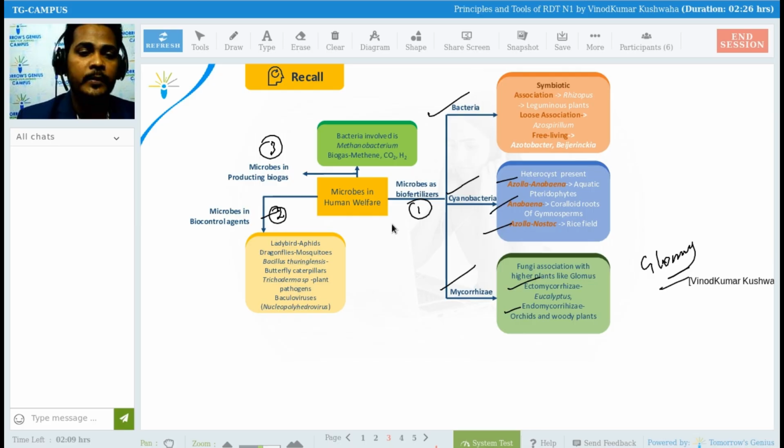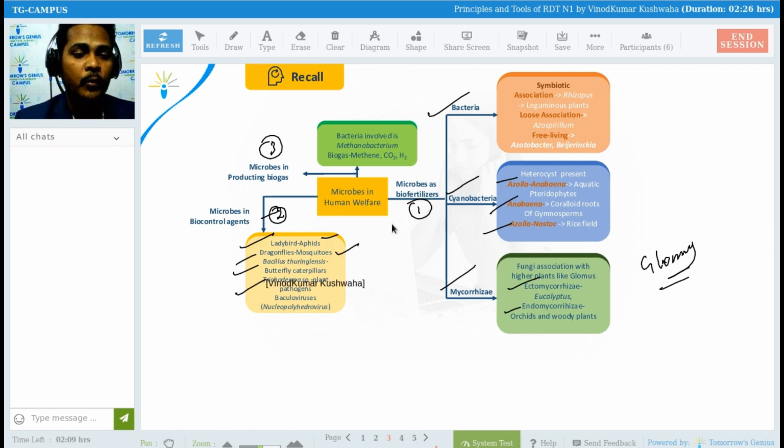Glomus, right? We also studied the microbes in biological control, biocontrol agents, which include the ladybird, which controls the aphids, dragonfly, which controls the mosquito, then Bacillus thuringiensis, which controls the butterfly caterpillar, then there is a Trichoderma species, which controls the plant pathogens, baculovirus. So all this we have already studied in the last session. Yes or no?